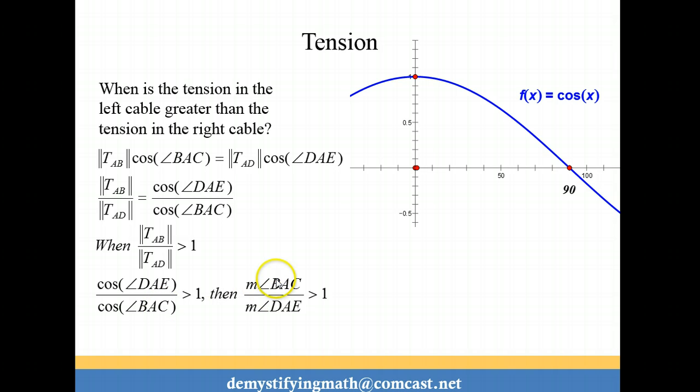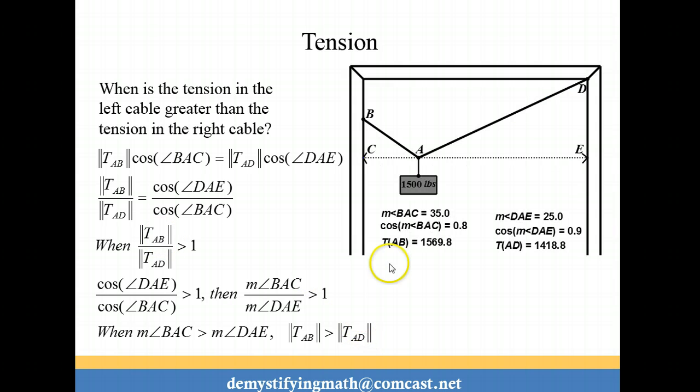So we kind of flipped it upside down, and then that relationship is going to be greater than 1, which means that angle BAC is going to be greater than angle DAE, which means that your tension in AB is greater than your tension in AD. So you have that corresponding relationship where as your angle measure increases, your tension increases. Now remember, everything that we did on here only had to do with the angle measures. We never took into account the length of the cables. So it's all going to depend on that angle measure.